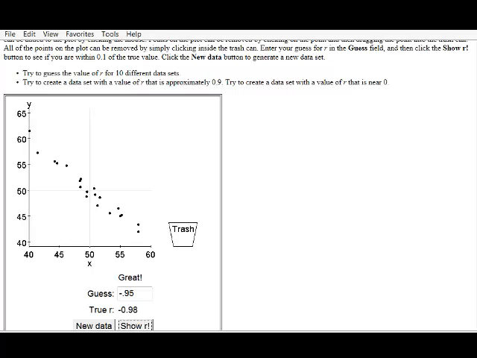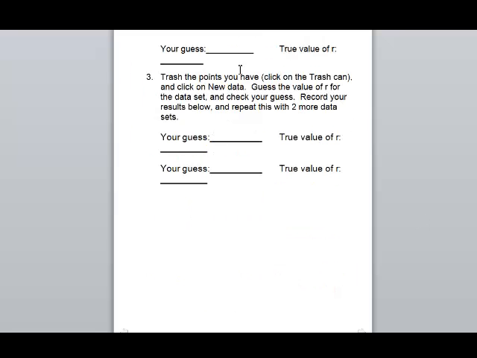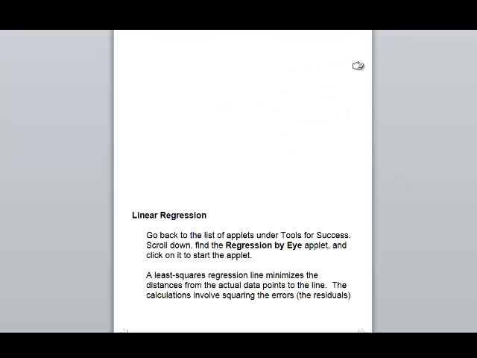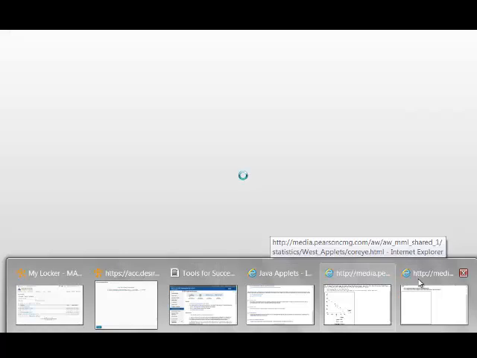Okay, so that's what you're going to use for the first part of this activity. And so it just has you try that 2 or 3 times and make a guess. Then for the next part of this, we're actually going to look at linear regression instead of linear correlation. So on this one, we're using the other applet, the Regression by Eye one.